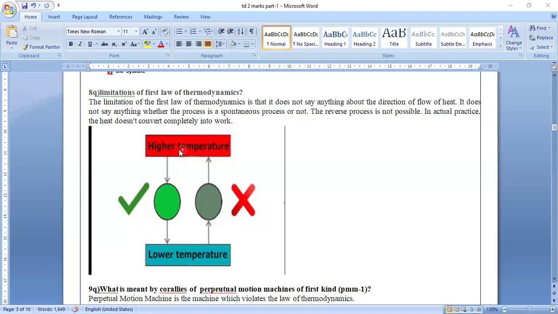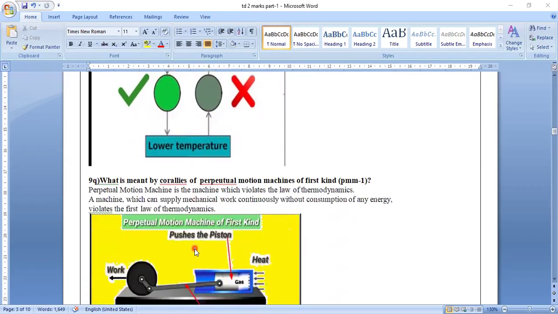So here, a higher temperature is there, and here a lower temperature is there. The heat is always traveling from the higher temperature to this engine or pump, then it is again traveling to the lower temperature. But the heat cannot flow from the lower temperature to the higher temperature, which is wrong. This is the limitation of the first law of thermodynamics. Generally, in a natural way, it flows from higher temperature to lower temperature.